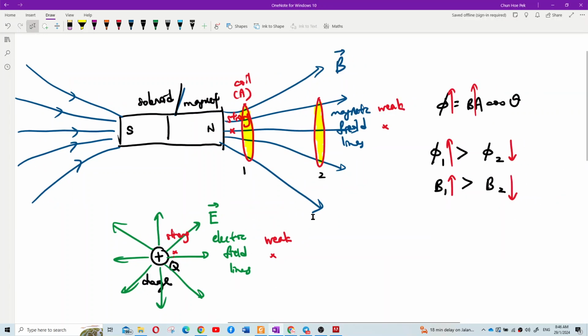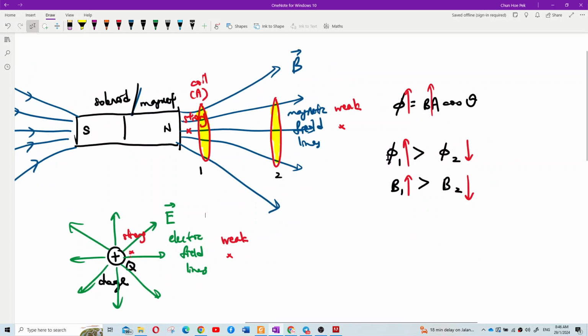Okay, never mind. So that is one way to increase the magnetic flux: either you use a strong magnetic field or a weak magnetic field. So if I increase the area, of course, I also increase the magnetic flux.